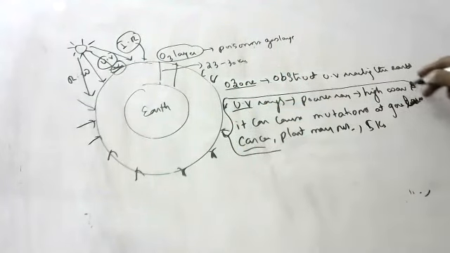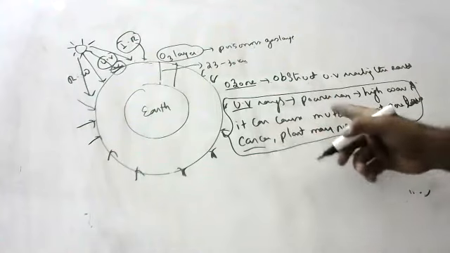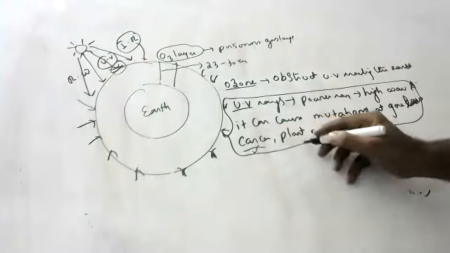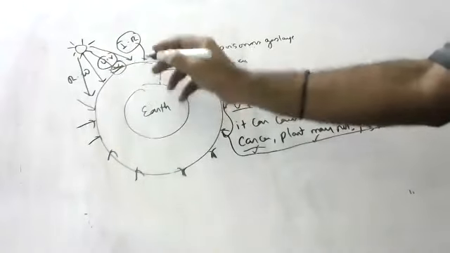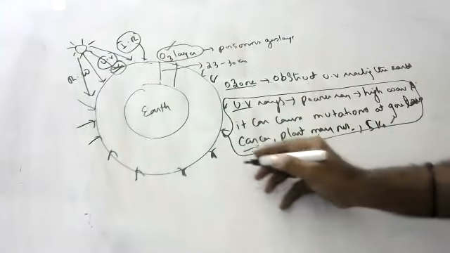UV rays, because of their high frequency, can cause mutations at the gene level. Because of that, cancer, plants not growing properly, skin diseases, allergies, so many different problems will occur. UV rays are very dangerous. So who is preventing UV rays from reaching the Earth? The ozone layer. How is the ozone layer formed?